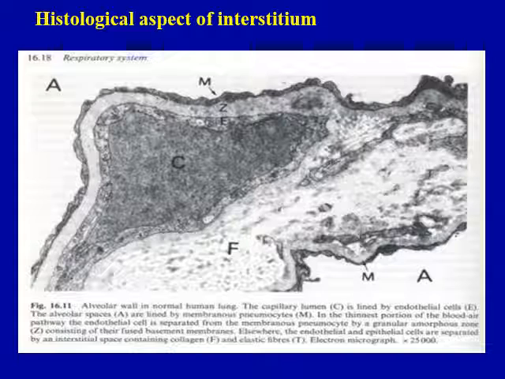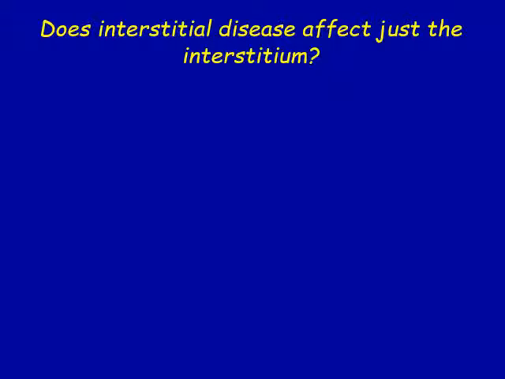Here is the histological aspect of the interstitium. Here is the alveolus, here is the capillary. This is the alveolar epithelium, and this is the capillary endothelium. Between them is the interstitium. It is labeled as the Z zone. So does interstitial disease affect just the interstitium? The answer is no.